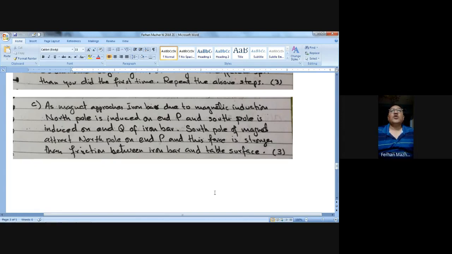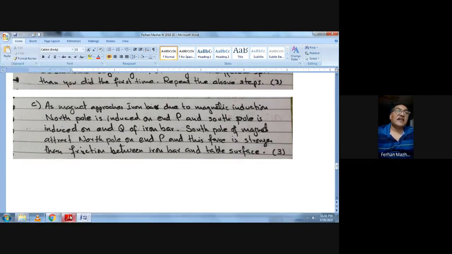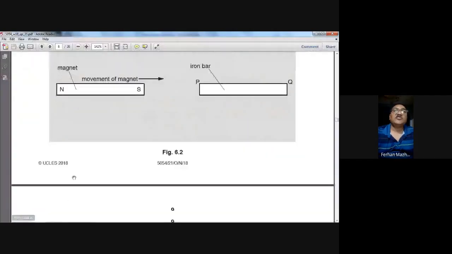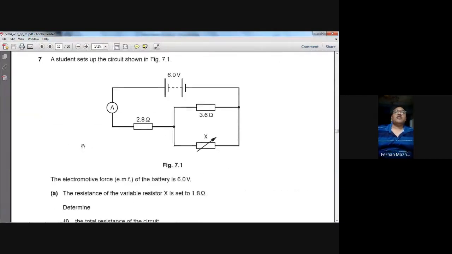The south pole of the magnet attracts the north pole on the end P, and this force is stronger than the friction between the iron bar and the table surface. So that's why the iron bar will start moving to the left. It's a 3-mark question, and I hope that it is clear to you now. Okay, so we are moving to question number 7.